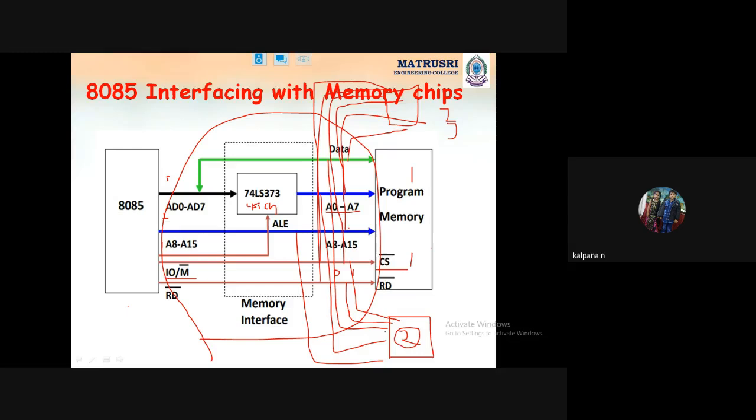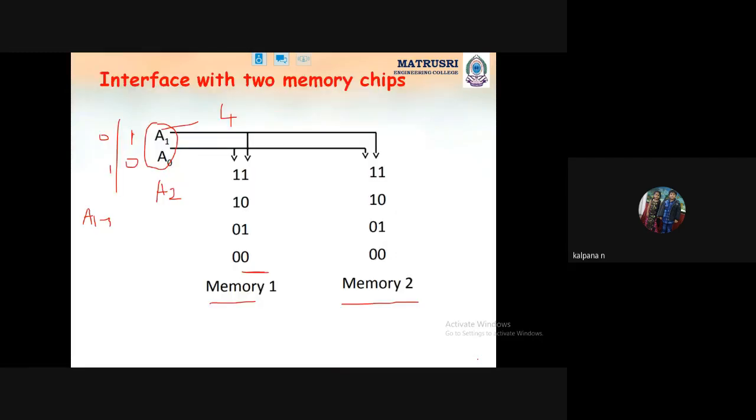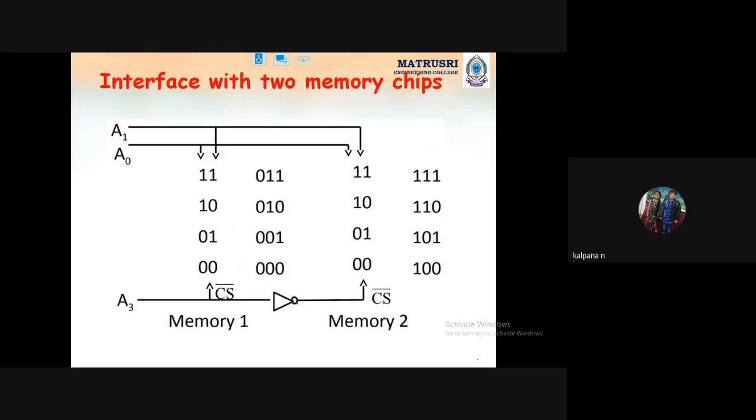How can we select this second memory chip? Based on the address lines. Two address lines are allocated to select the chip. If the two address lines are 0 0, this chip will be selected. 0 1 means this one will be selected. 1 1 means the third chip will be selected. Now I want to store the data here, so A1, A0 should be 0 and 1. Understand? Like this. This is the interfacing of memory chips.